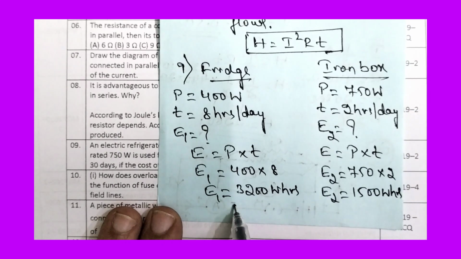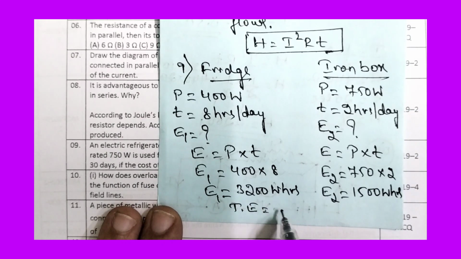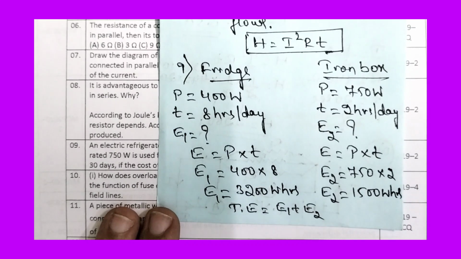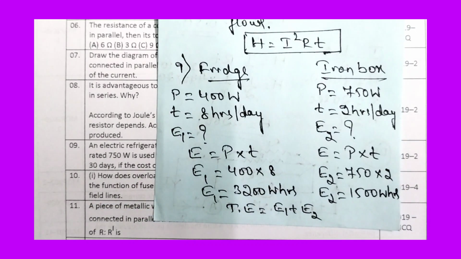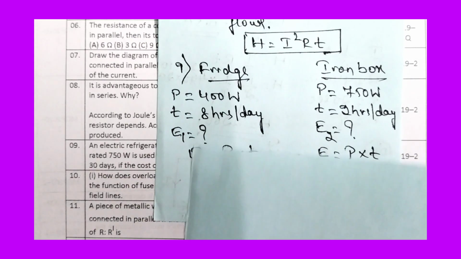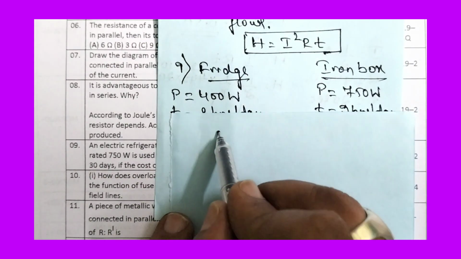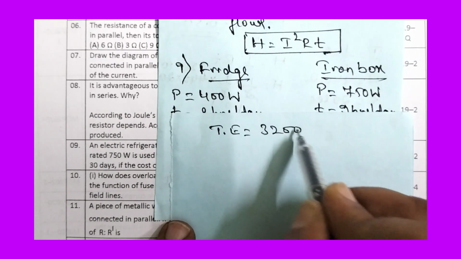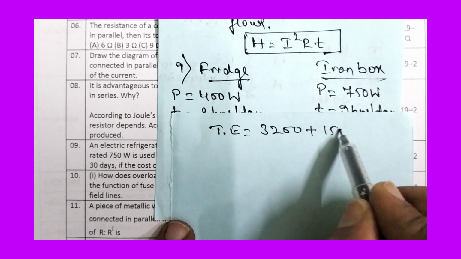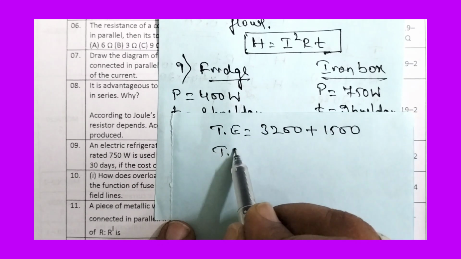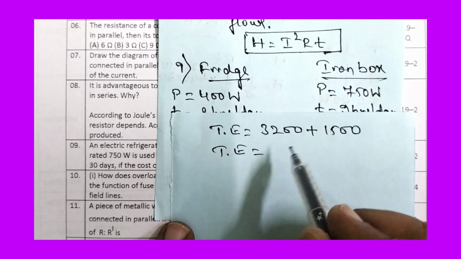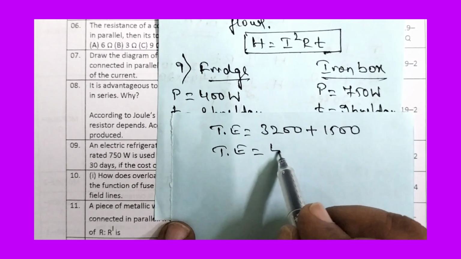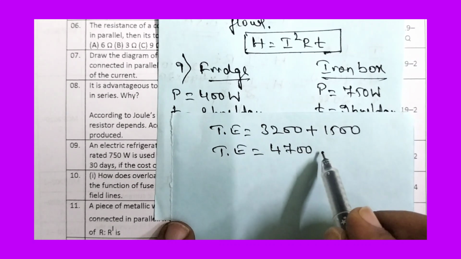ಈಗ ನಾವು ಟೋಟಲ್ ಎನರ್ಜಿನ ಕ್ಯಾಲ್ಕುಲೇಟ್ ಮಾಡೋಣ. ಟೋಟಲ್ ಎನರ್ಜಿ ಈಸ್ ಈಕ್ವಲ್ ಟು E1 ಪ್ಲಸ್ E2. ಸೊ ಟೋಟಲ್ ಎನರ್ಜಿ E1 ಪ್ಲಸ್ E2 ಆಗಿರುತ್ತೆ. ಹಾಗಾದ್ರೆ ಅದನ್ನು ನಾವು ಕ್ಯಾಲ್ಕುಲೇಟ್ ಮಾಡಿದ್ರೆ ಸೊ ಟೋಟಲ್ ಎನರ್ಜಿ ಈಸ್ ಈಕ್ವಲ್ ಟು ಒಂದು 3200 ವ್ಯಾಟ್ ಅವರ್, ಇನ್ನೊಂದು 1500 ವ್ಯಾಟ್ ಅವರ್. So total energy consumed by both refrigerator and iron box is 4700 watt hours.